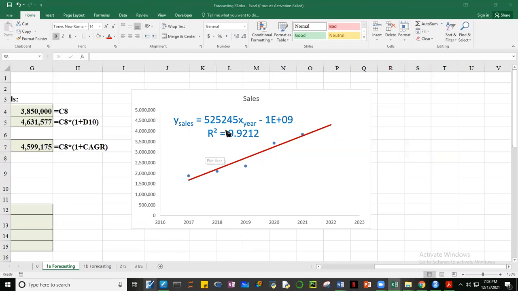Okay, ano tong guys? Ano tong 525,245 na yan? Can anyone identify what this 525,245 is? Anyone, guys? Ano yung 525,245 na yan?